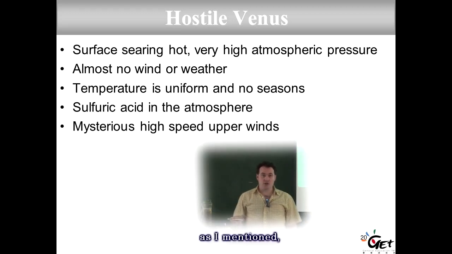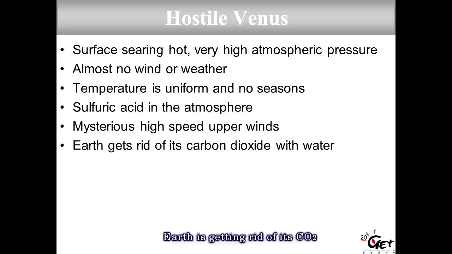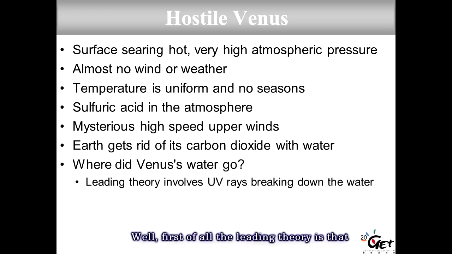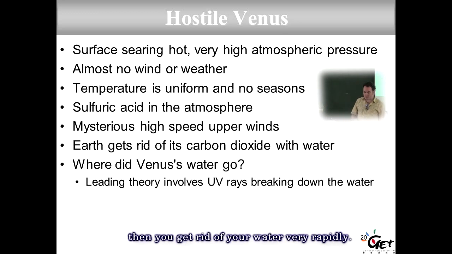So, as I mentioned, this is a good example of when a greenhouse effect is going bad. Earth is getting rid of its CO2 thanks to the presence of liquid water that is absorbing it. So where did the water on the surface of Venus go? Well, first of all, the leading theory is that in very early stages, the UV rays are breaking down the water. So if you don't have any O2 yet present, any ozone, O3 present, you don't stop UV. So if you have massive UV rays eating the water, it's just destroying the molecules. So this is one way. If you don't form O3 very rapidly, then you get rid of all your water very rapidly.